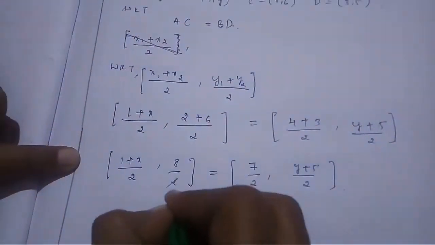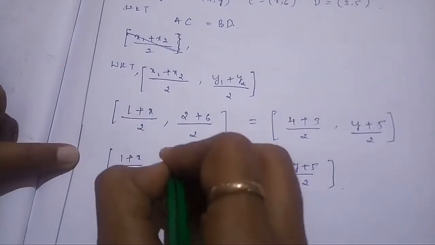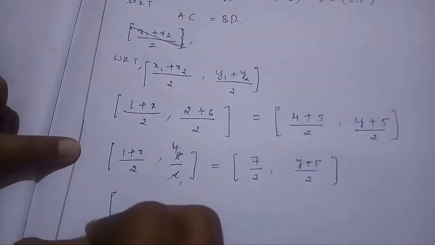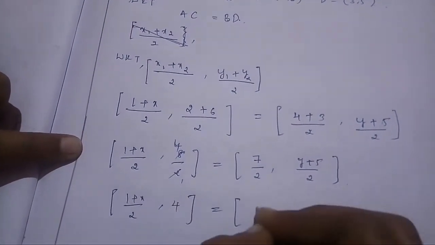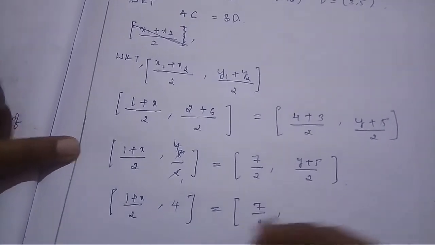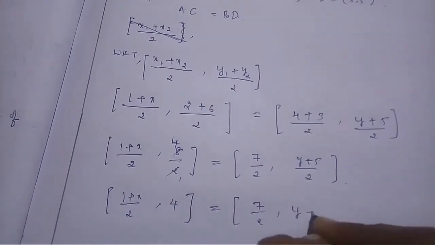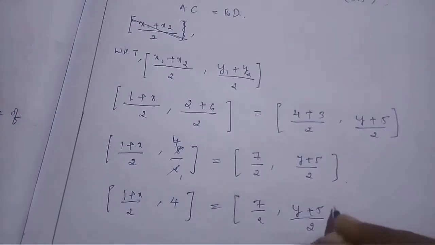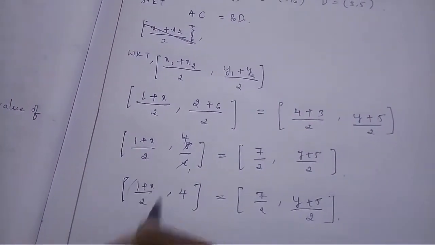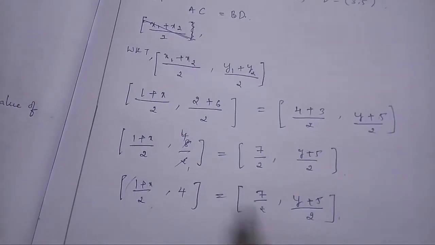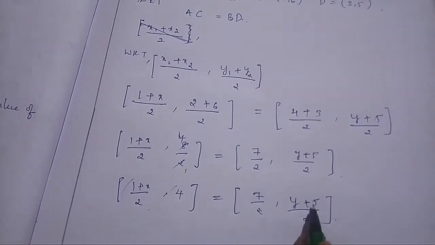That is, this can be simplified. 2 ones are 2, 2 fours are 4. That is (1 plus x) by 2 comma 4, which is equal to, right, this can be written as it is. You can't simplify this. So (y plus 5) by 2. Now equate this x value to this x value and this y value to this y value.